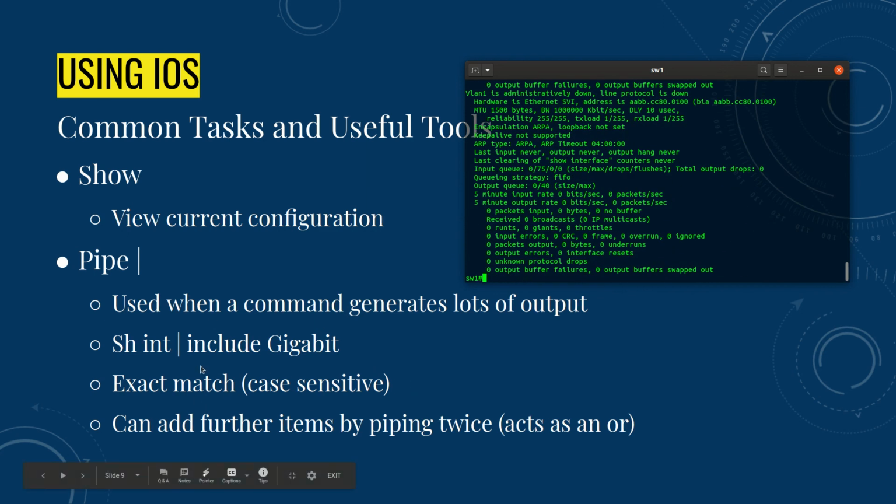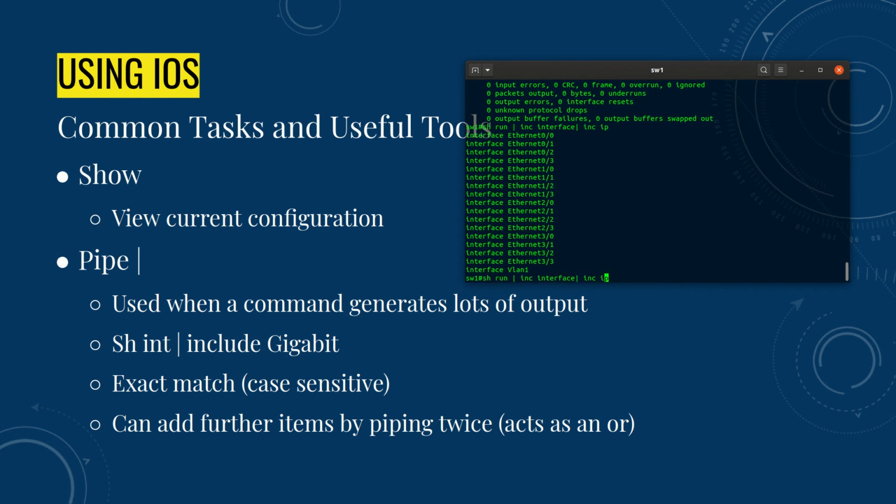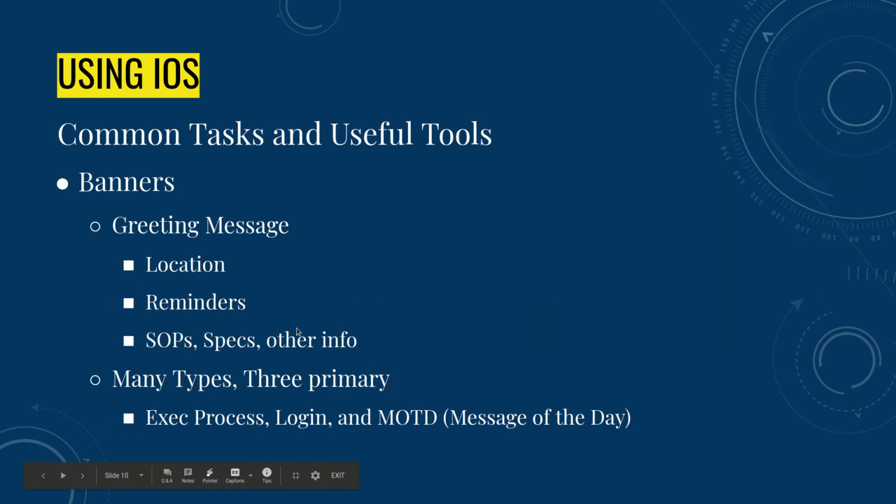Exact match, case sensitive, that's the way to use the pipe. You can add further items by piping twice, which acts as an or, so that's kind of a pain. So include interface, I have to remember the command, include IP address. Didn't take it. There's a way to double pipe. Anyway, there you go.